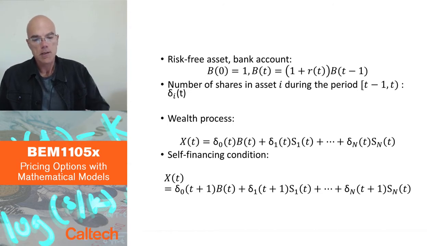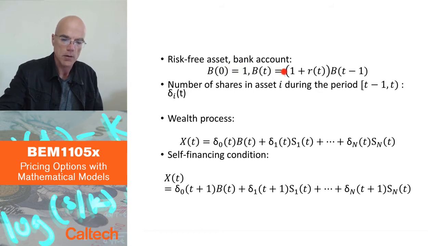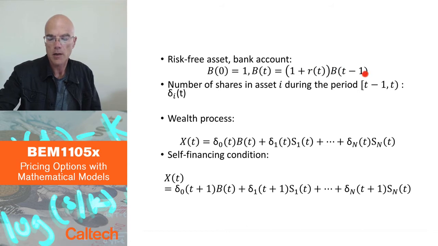All right, so this is the same type of notation for a multi-period model. Now I'm going to use T for denoting which period I'm at. Again, I'm going to start the bank account, or the risk-free asset, at 1, and then it's going to be 1 plus R, maybe R depends on T, times the money in the bank account in the previous time.